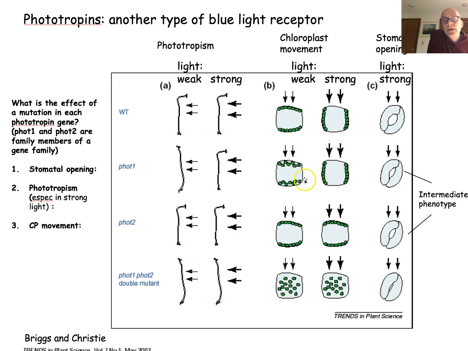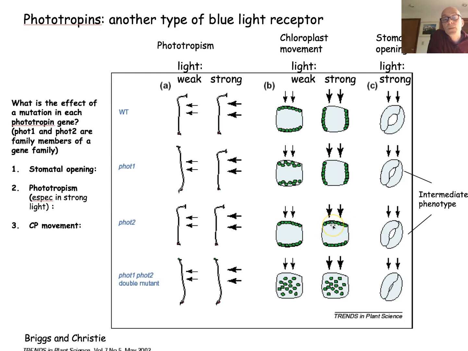Here's another example. In this case, in weak light, the chloroplasts are arranged at the top. But in strong light, in the wild type, for example, you have the chloroplasts moving away, and that is, of course, the response to high light, right? That's a photoinhibition type response where the plant is trying to avoid that, and it's just moving the chloroplasts away. So that is a response that is mediated by the phototropins. And you can see that when you have phototropin 1, that is still working fine, but if you have phototropin 2, that is not working anymore, right? It's just doing the same as if it was in weak light.